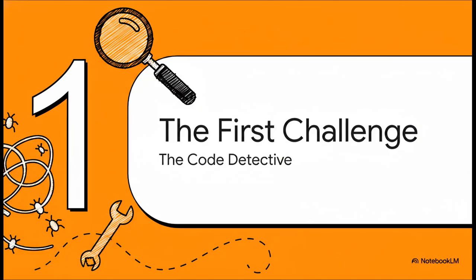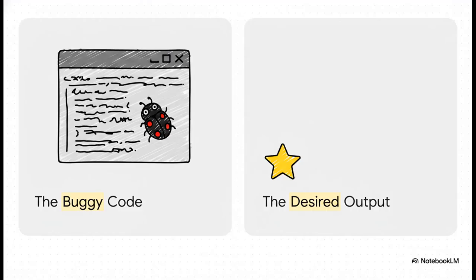Okay, our first challenge. Think of this one as being a code detective. We've got a piece of code here that's totally broken, and our job, our mission, is to hunt down all the errors and get it working again. So, check this out. On the left, that's our buggy code. And on the right, that's the star pyramid it's supposed to make. Clearly, something's wrong. The goal is clear, but the path, well, it's a little broken. So let's start the investigation.